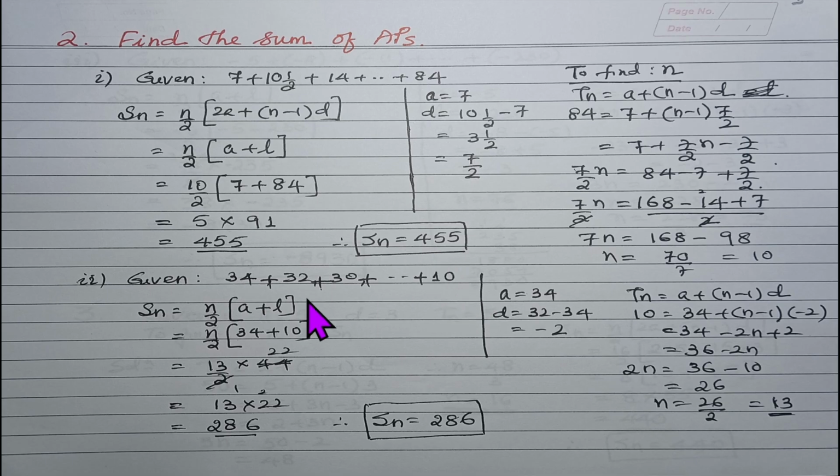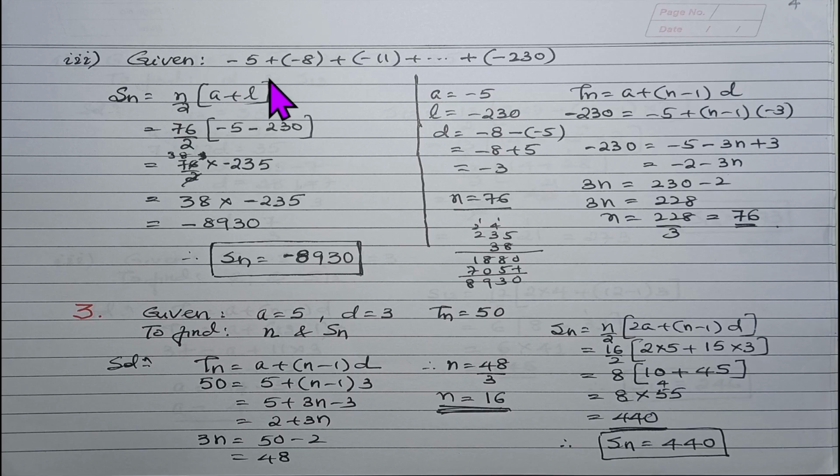Now the next example: the first term is 34 and the last term is 10. So we know the last term and the first term, so we can use the formula Sn is equal to n upon 2 in the bracket a plus l, but we have to know n, so let us find n first. Tn is equal to a plus (n minus 1) into d, Tn is 10, so 10 is equal to 34 plus (n minus 1) into minus 2. Simplifying, we get n is equal to 13. Substitute n is equal to 13 here: 13 upon 2 into (34 plus 10), that is 44, and on simplification we get 13 into 22, that is 286. So remember, the sum of the 13 terms of the given AP is 286.